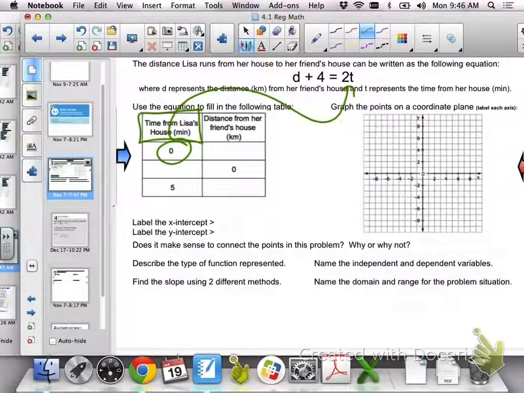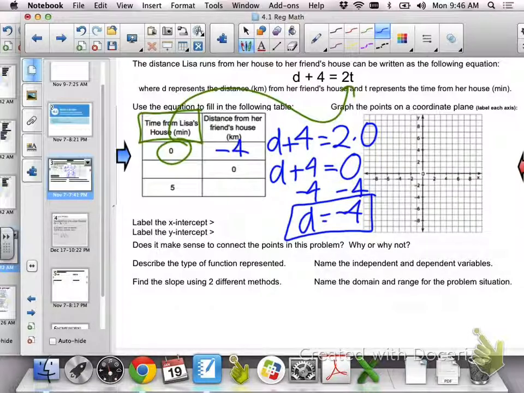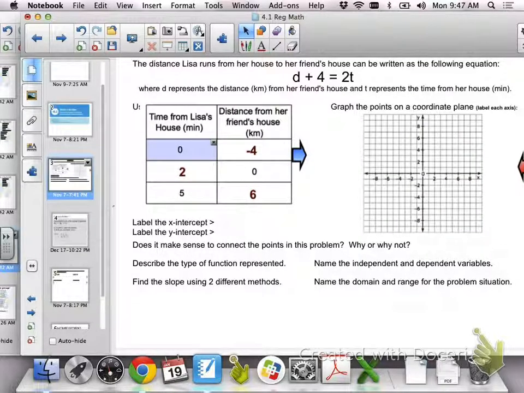All right, ladies and gentlemen, just as a reminder, we're going to substitute the 0 in for t. So I'm going to have d plus 4 equals 2 times 0. d plus 4 equals 2 times 0 is 0. To get d by itself, I subtract 4 on both sides. d equals negative 4. Then I'm going to fill in my table right there with the negative 4. Thumbs up if you're with me on that, guys. Okay, I'm going to put the table up so you can double check your answers. So the table should look like that.